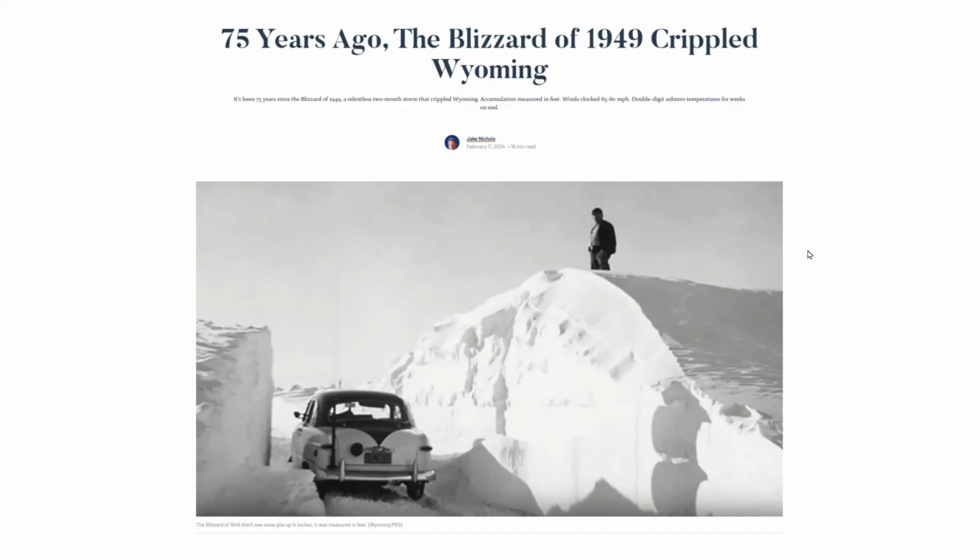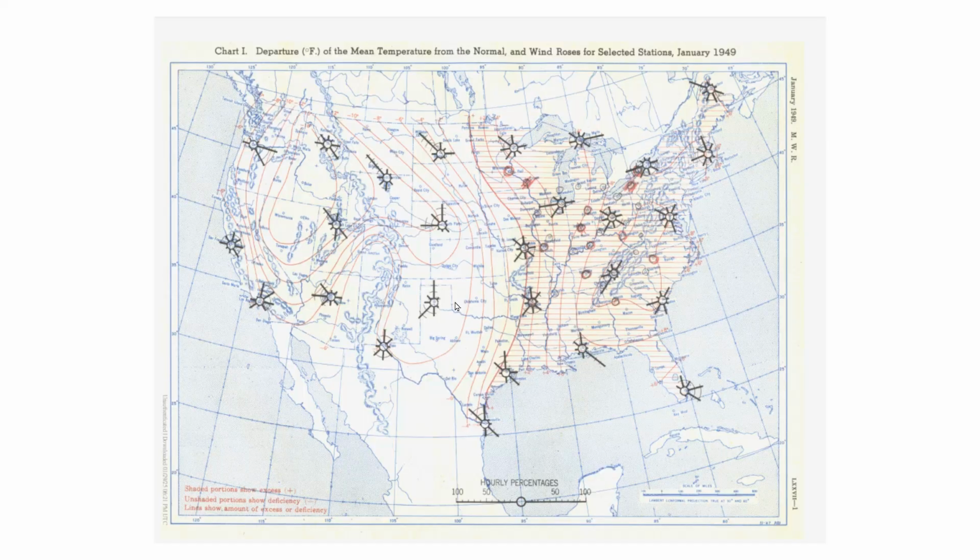January of 1949 brought this historic snowstorm to Wyoming. The U.S. Weather Bureau published this map during 1949 showing how cold January was in the western U.S., while the eastern U.S. was quite warm.